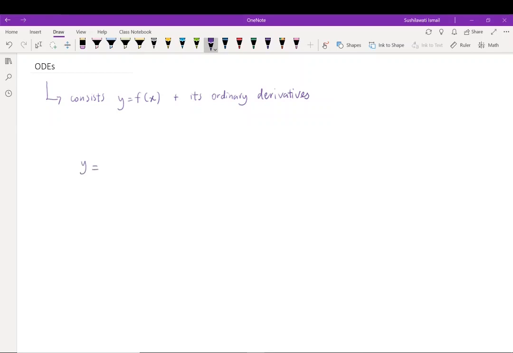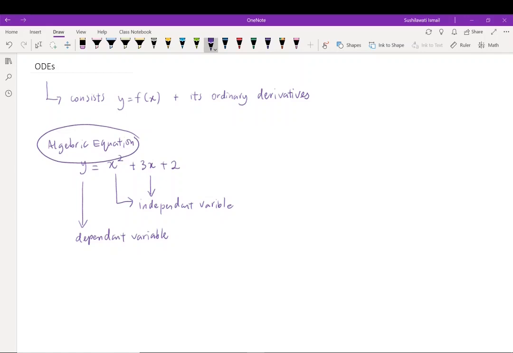Say we have y = x² + 3x + 2. Okay, when you see this equation, it only has one independent variable, which is x, and also one dependent variable, which is y. This equation we call an algebraic equation.